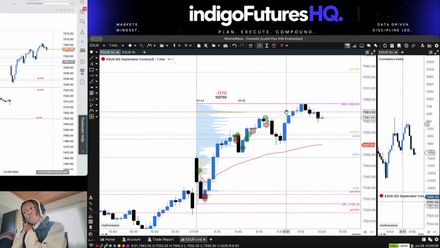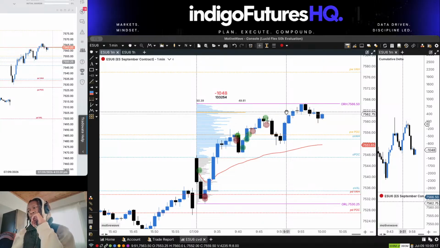$563.50. If we stay below 563.50, then we are going up. Just a retest of the point of control, just from the other side. You know what I'm saying? Yeah. So there you go.